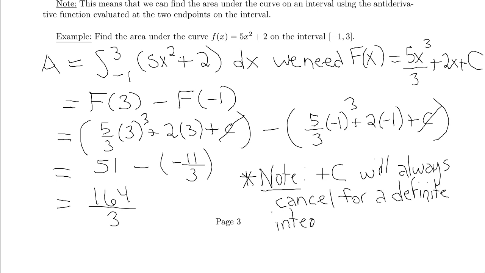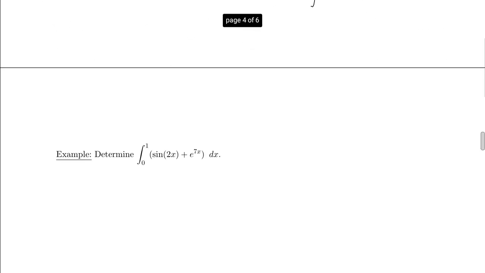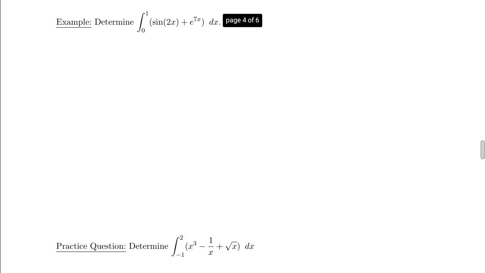So we don't bother putting it when we're talking about finding the signed area. The plus c doesn't need to be there. So let's work through another example. We want to determine the integral from 0 to 1 of sine of 2x plus e to the 7x.